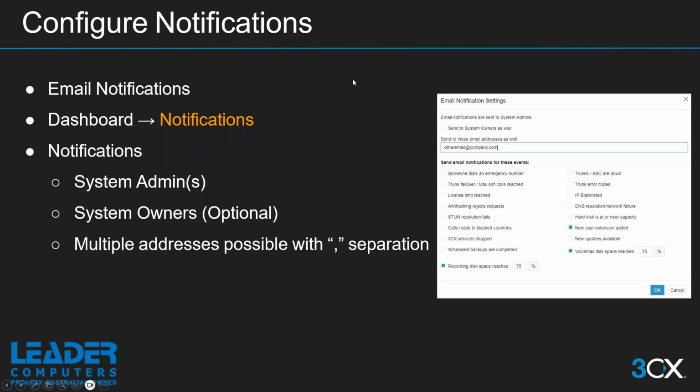With the email notification, you can enable notifications for when someone dials an emergency number, trunk failover or maximum simultaneous calls reached, when license limit is reached, anti-hacking, rejected requests, DNS resolution fails, calls made to blocked countries, 3CX server stop, scheduled backup, maintenance, trunk or SBC is down, error codes, IP blacklisted, DNS resolution, hard disk is near capacity, where you can specify which person needs to trigger the notification. And also new user extension added or new update is available, voicemail. So these are all the different notifications that you can set from the 3CX.